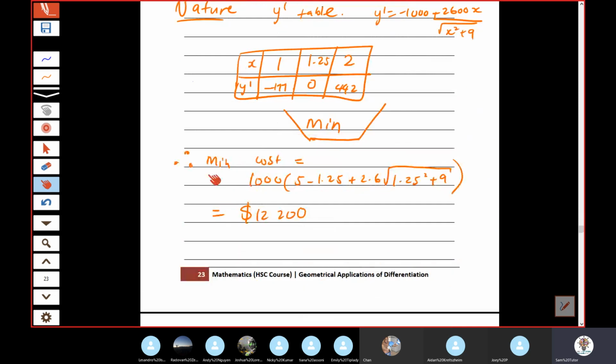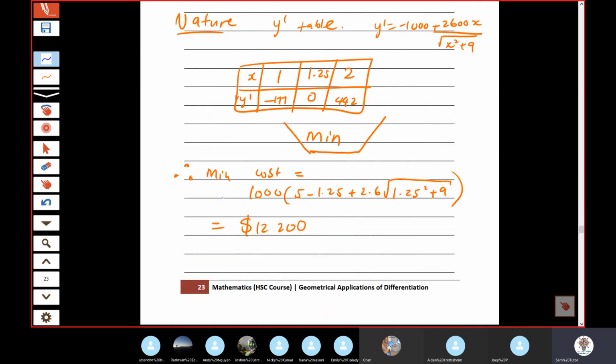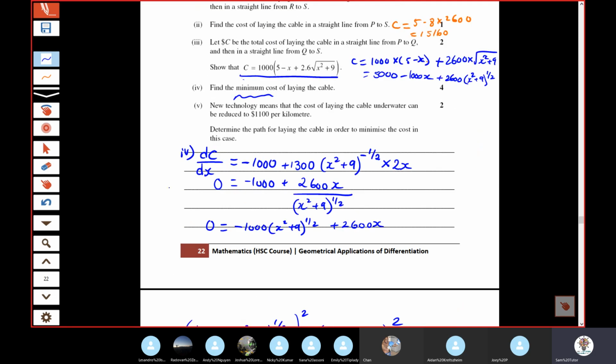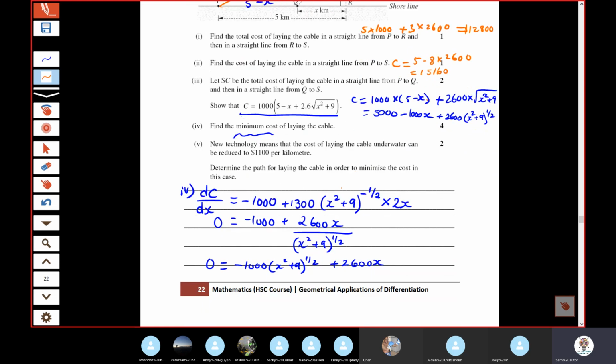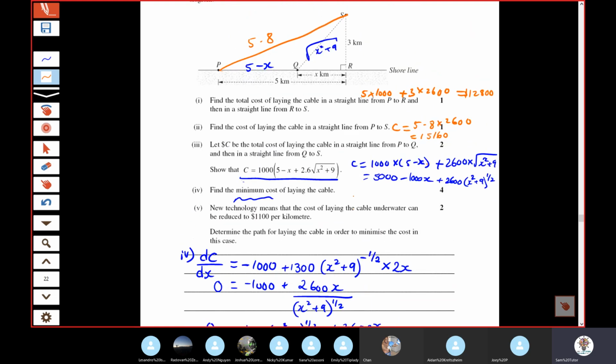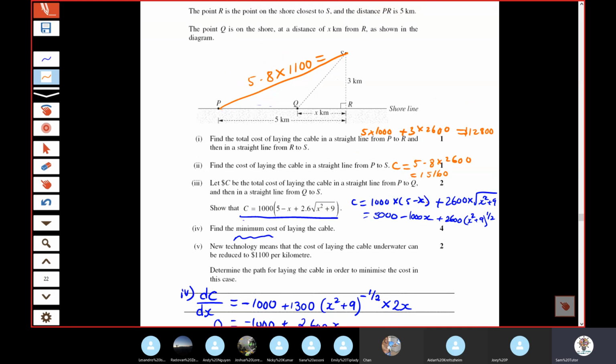So here we go. Let's work it out. Let's go back up here. P to S. Okay, I might just do it on the diagram. Now that it's 1100, PS would cost 5.8 times 1100, which equals 6,414.